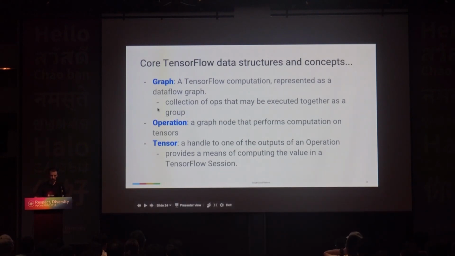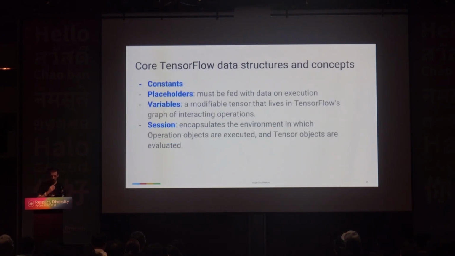Some of the core concepts in TensorFlow are the graph, which represents the entire neural network, an operation, which is each individual operation, and then the tensors themselves, the data that's passed through the neural network. You define the neural network through constants, which are basically just data that doesn't change. Placeholders are essentially the input into your neural network. Variables are values that can change as you are training, so these are things like weights and biases. And then sessions encapsulate the environment where you are running your training.